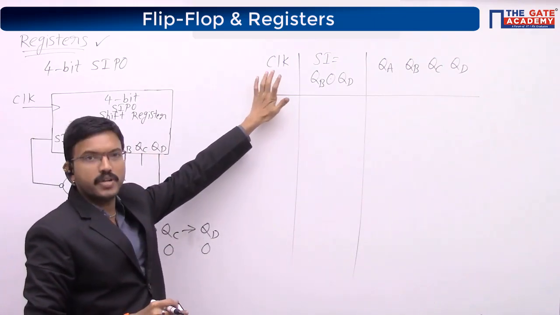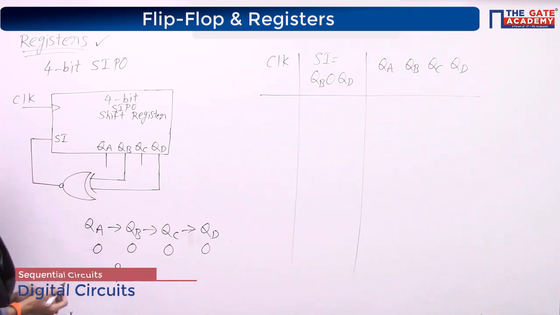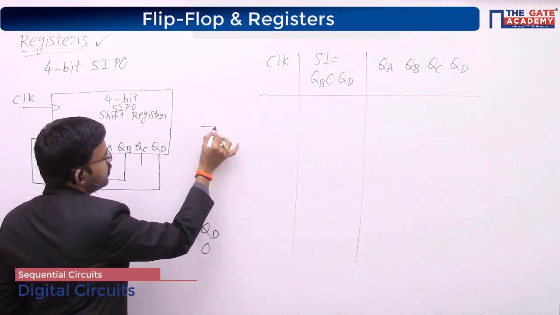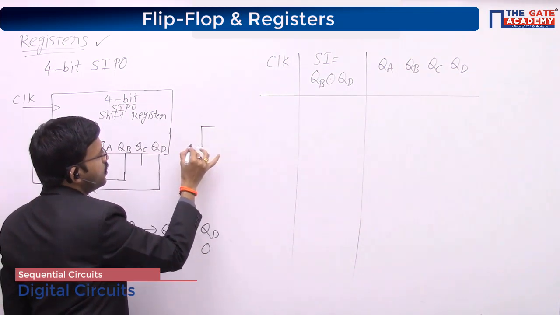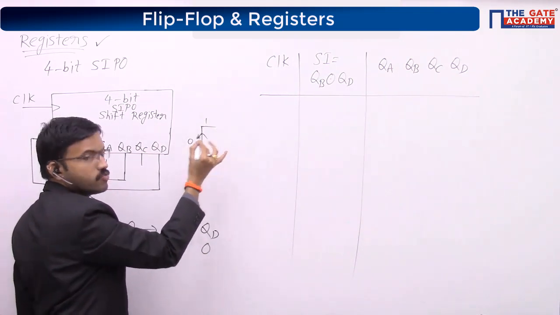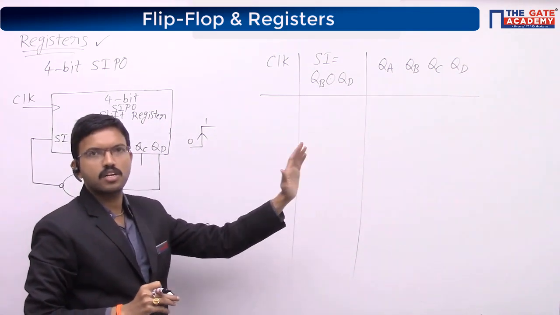And here I am representing the clock numbering. If you observe, it is positively triggered. That means you will have a clock signal periodic waveform, and whenever the clock signal transitions from 0 to 1, that numbering I will give: first clock pulse, second clock pulse, third clock pulse, like that.